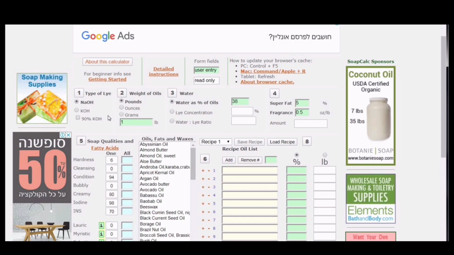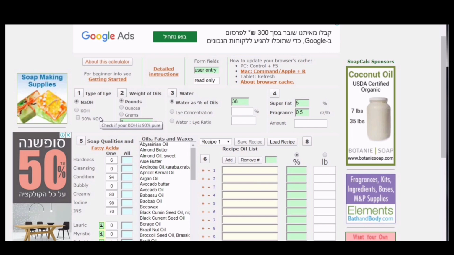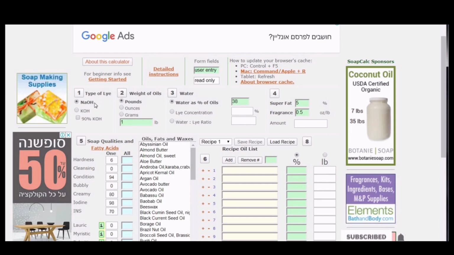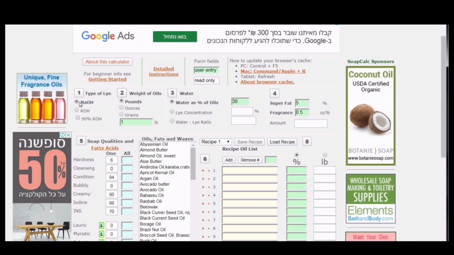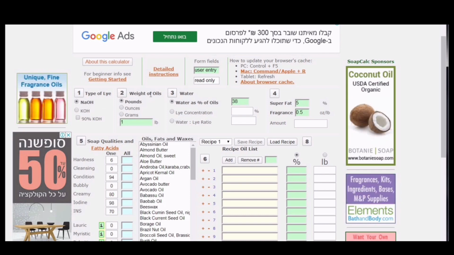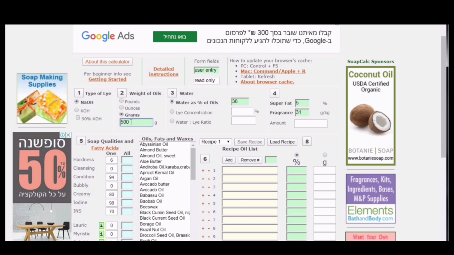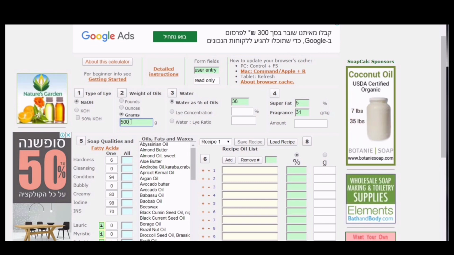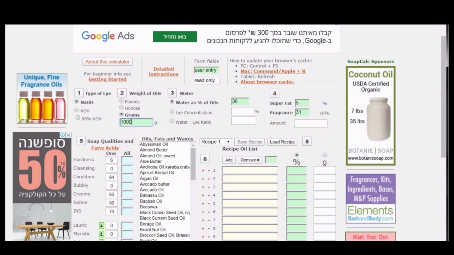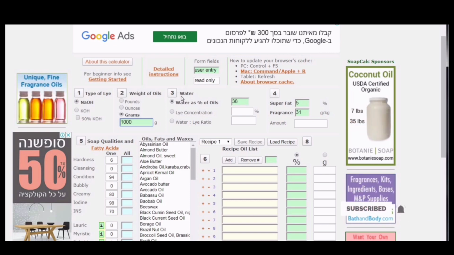So number 1 tells us the type of lye you're going to choose for your recipe. And for this recipe that we're calculating, we're using sodium hydroxide, which has already been ticked here, so we don't bother ourselves with that. So we come here to the weight of oils. We are dealing in grams, so you want to click grams. And the weight of the oil that we're calculating for this recipe is 1000 grams, right? So you just type in your 1000 grams.